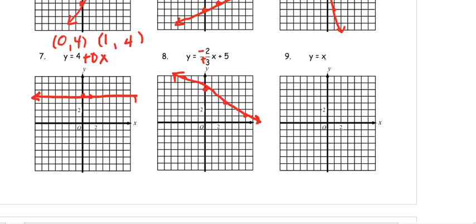And the last one, y equals x. Remember, what's the number in front of x here? It's 1. It's going to be y equals 1x plus 0. And this is your parent function. It just means that it's the most basic version of a linear graph. So up 1, right 1, up 1, right 1. And that's your graph.